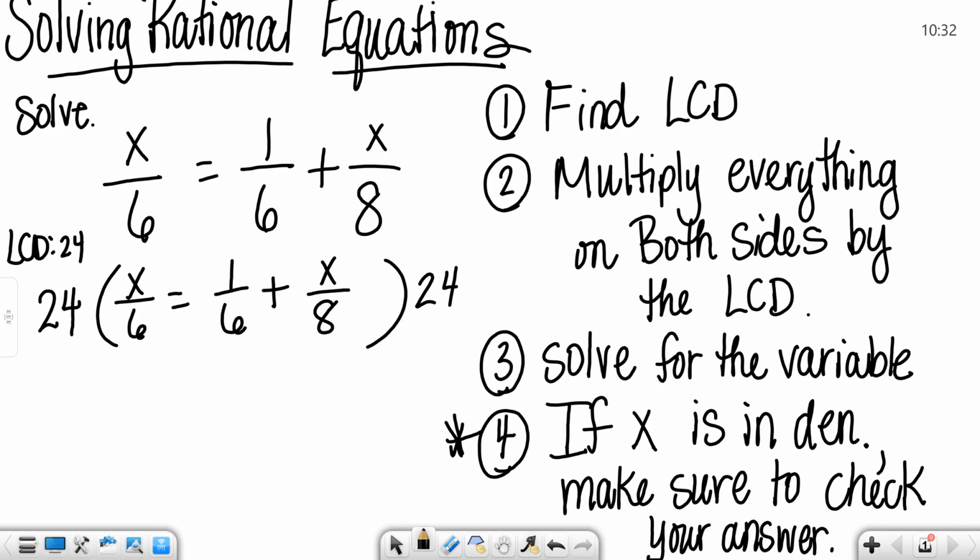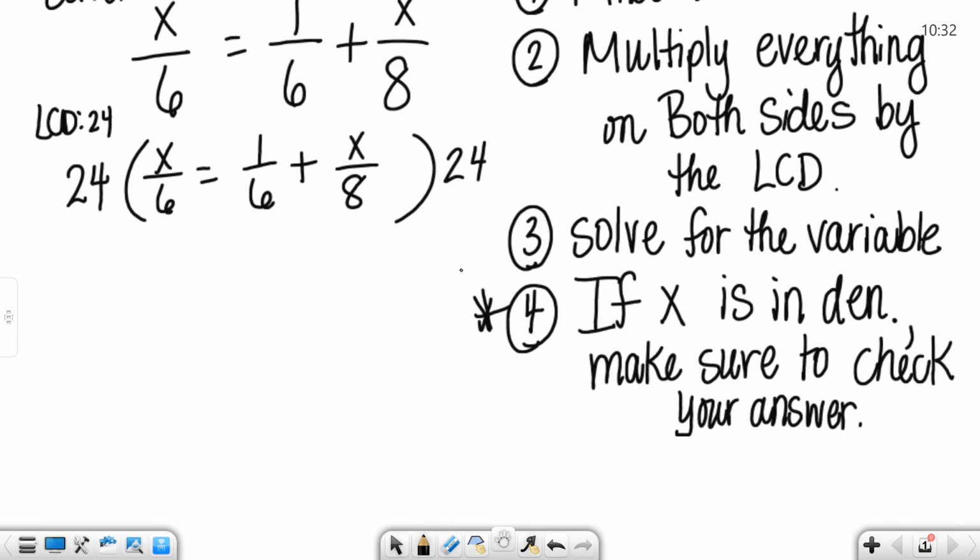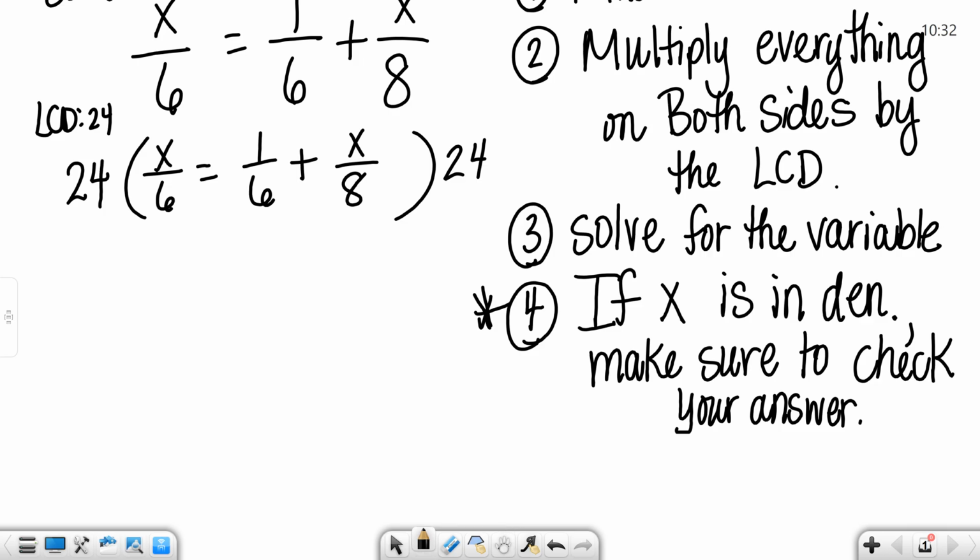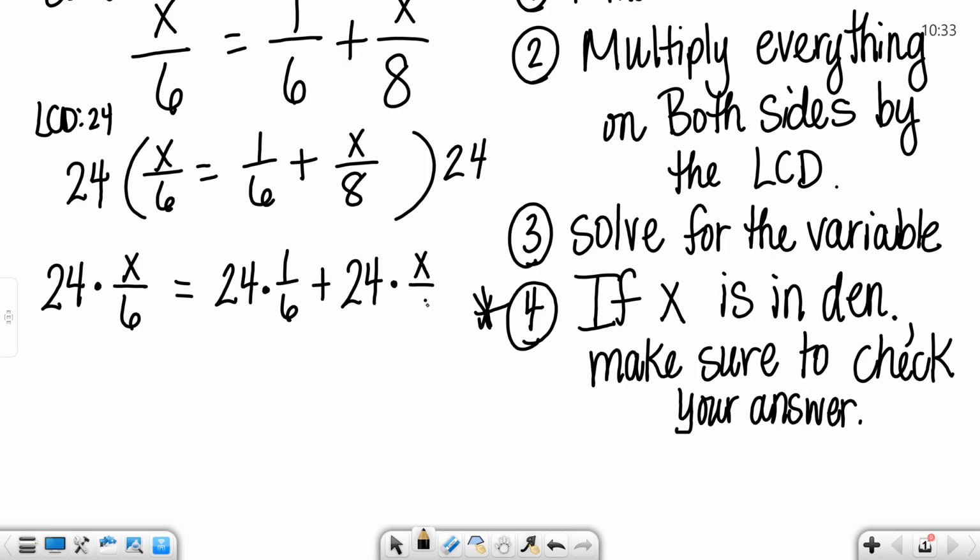For some of you, it might be easier to literally write it beside each term. That way you don't forget to multiply. So now I can do that. I'll write it by all of them. So 24 times x over 6 plus 24 times 1 over 6 plus 24 times x over 8. All right, and now we simplify.